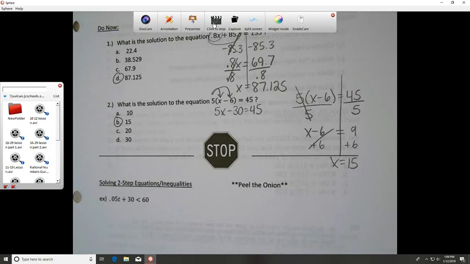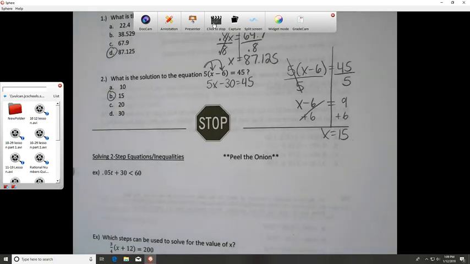Alright, so what we're doing today is just reviewing for your quiz tomorrow. So the first thing that you need to be able to do is solve equations and inequalities, and then after that you need to be able to take a word problem and write your own equation or inequality and solve.